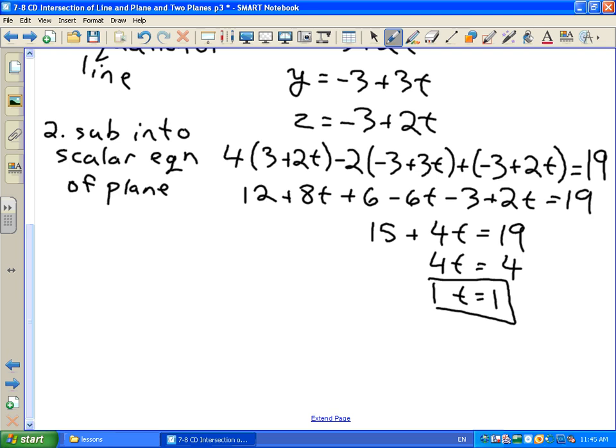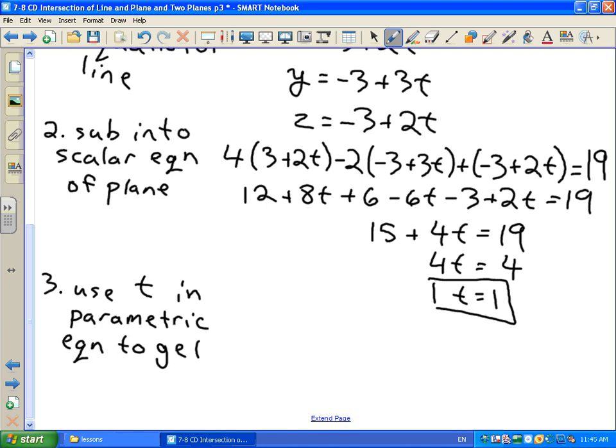So how does this help us? Well, this is the value of t for which the x, y, and z values that we get from the parametric equation satisfy the scalar equation of the plane. What we want to end up with is coordinates x, y, and z for that point of intersection. So we just need to use this value of t in our parametric equations to get x, y, and z.